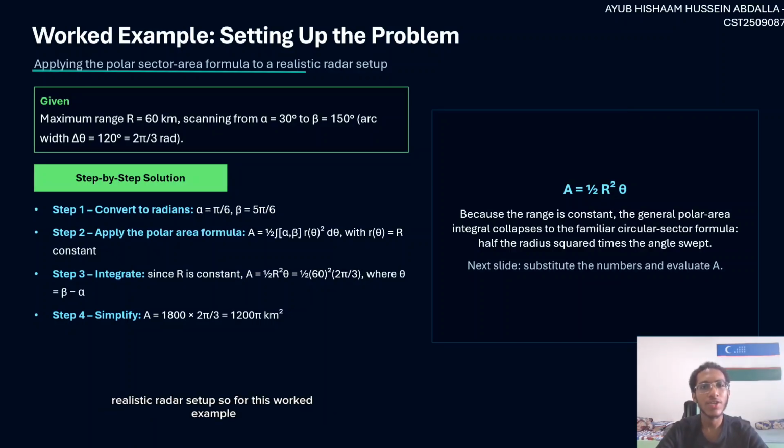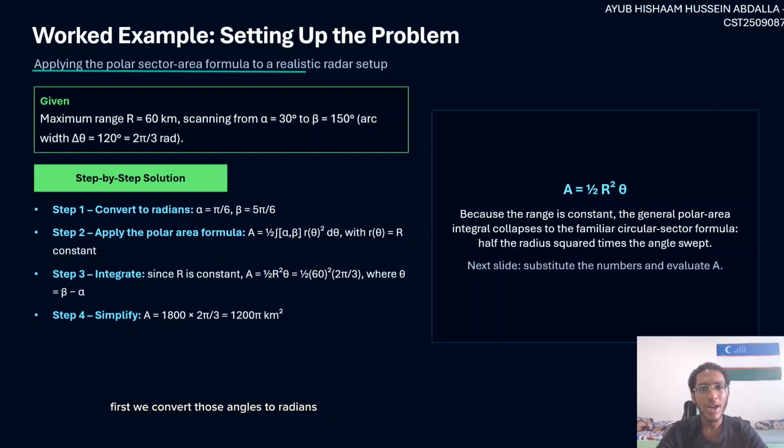Today I'll be talking about applying the polar sector area formula to a realistic radar setup. For this worked example, we're applying the polar sector area formula to a radar coverage problem. Say we have a radar with a maximum range R of 60 kilometers scanning from 30 degrees to 150 degrees. That's an arc width of 120 degrees, or 2 pi over 3 radians.